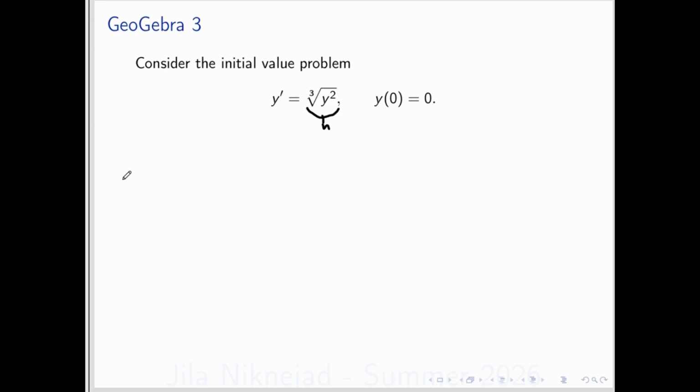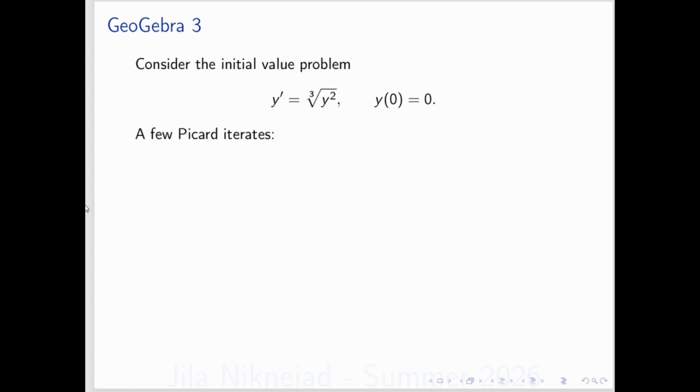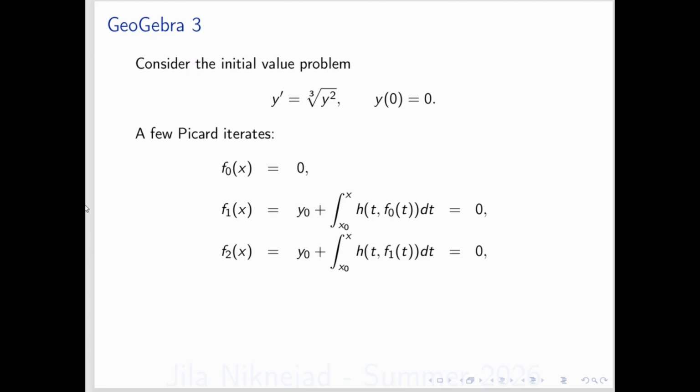Now let's see what happens with the Picard iteration. Let's assume f naught is 0, then f1 of x is going to be also the 0 function. f2 of x is going to also be the 0 function. And it just seems that Picard iterates are going to converge to the 0 function very nicely. And that actually is a solution to this differential equation.